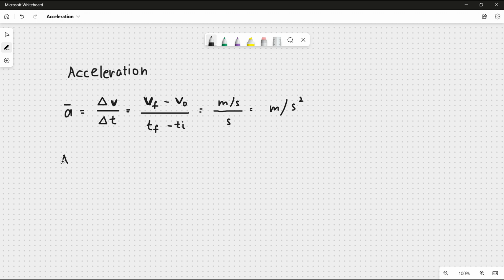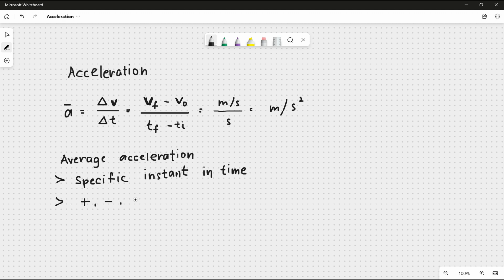Average acceleration is distinguished from instantaneous acceleration, which is acceleration at a specific instant in time. Note that the average acceleration can be positive, negative, or zero because it is a vector quantity. A negative acceleration is simply an acceleration in the negative direction.